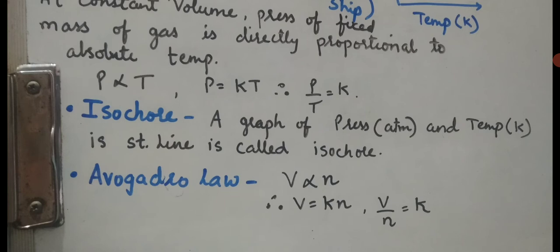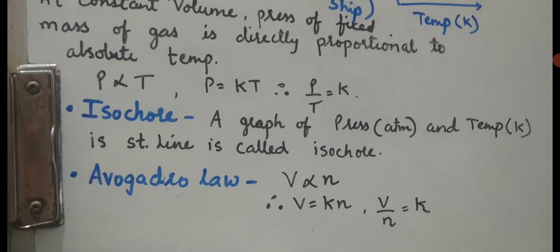Next term is isochore. Isochore is a graph of pressure in atmosphere. Units of pressure we have seen: bar, ATM, Pascal, that is Newton per meter square. Pressure is taken in ATM on the y-axis, and on the x-axis you have temperature in Kelvin. When a graph of these two is drawn, again you get a straight line, and this graph is called an isochore.